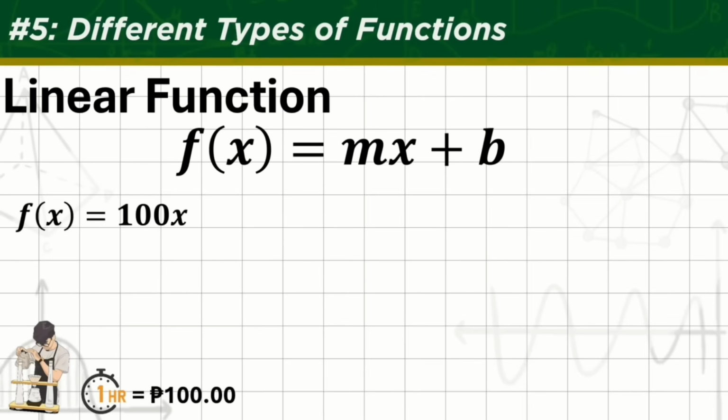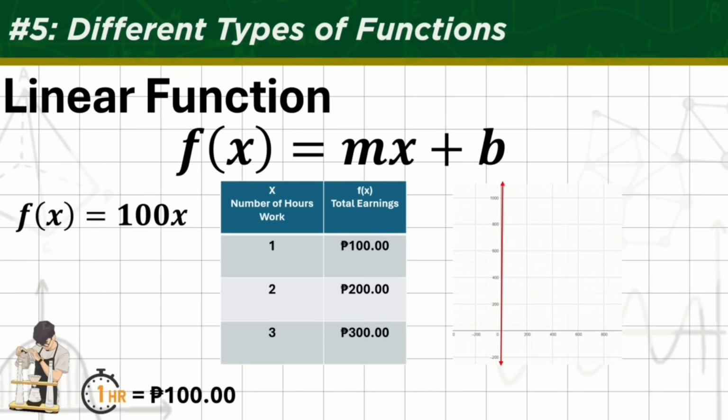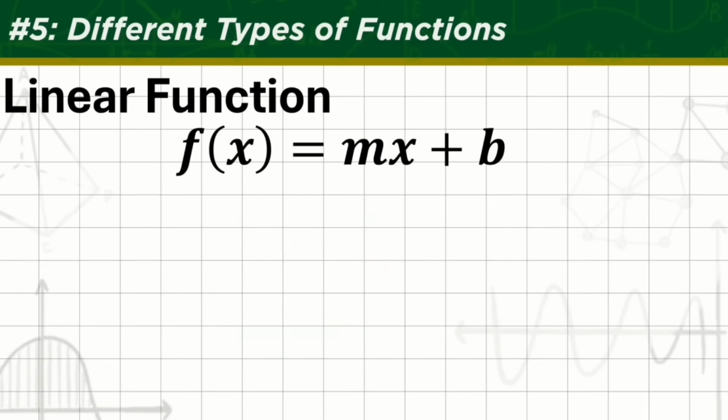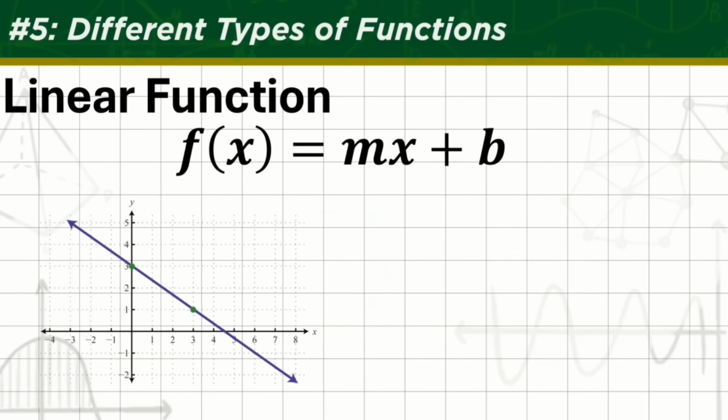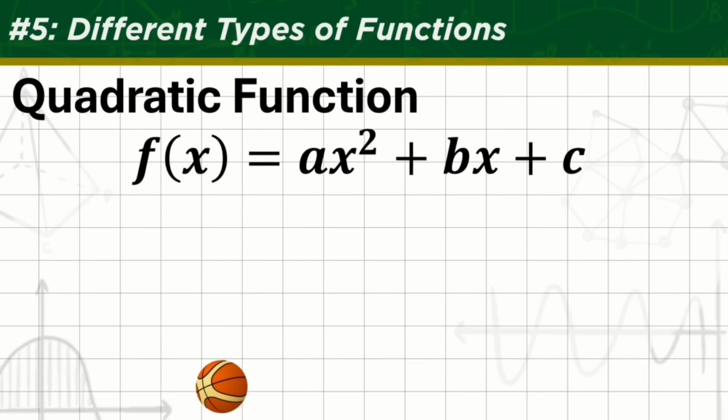So if you work 1 hour, that means you have 100 pesos. If you work 2 hours, your total earnings will be 200 pesos. In 3 hours, you have 300 pesos. In a graph, it is a straight line wherein your earnings go up steadily as your hours increase. That's a linear function. The key feature of this function is that there is a constant rate of change. Now let's move on to the second type, which is the quadratic function.